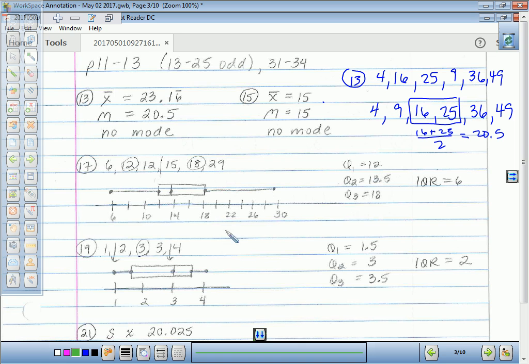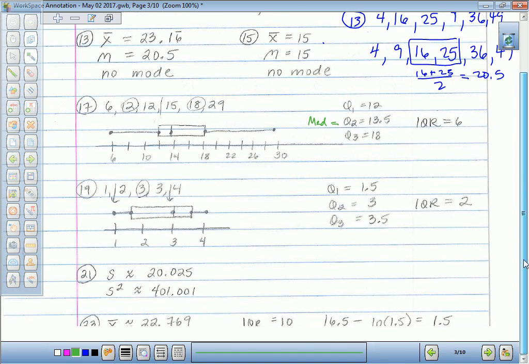Okay, 17 asks you to create the box and whisker, and then to identify the IQR. Now, the median is also known as Q2. So if you ever see Q2, that's referring to the median. Questions about 17 or 19?